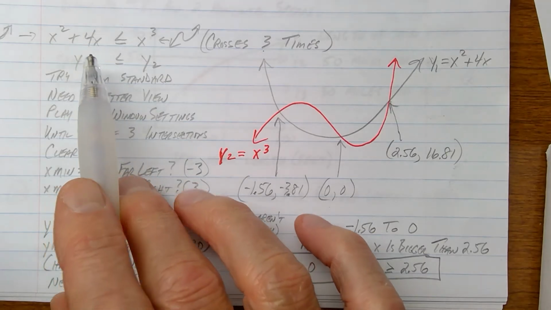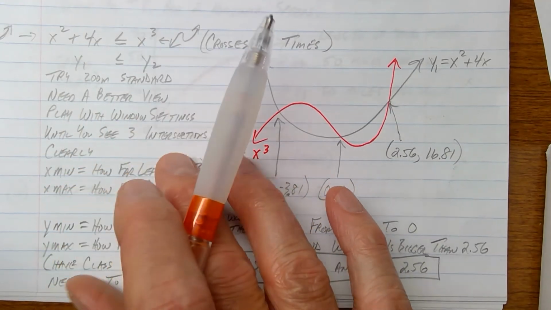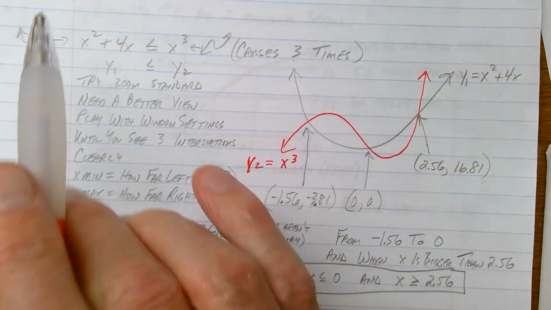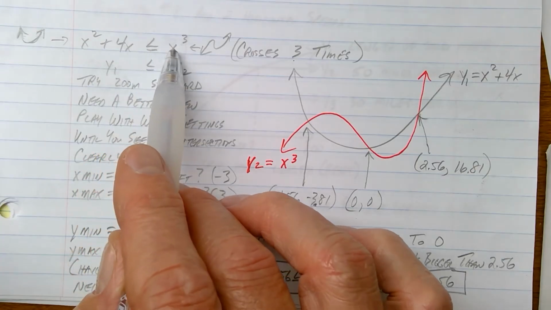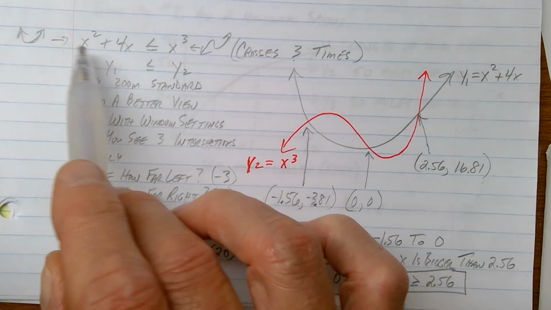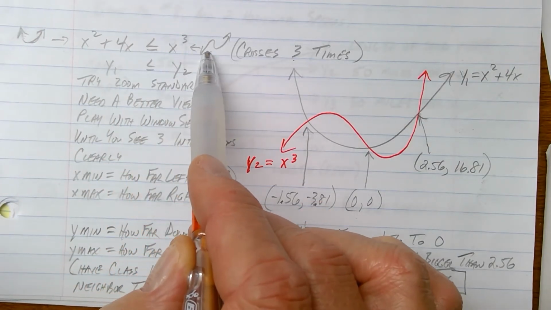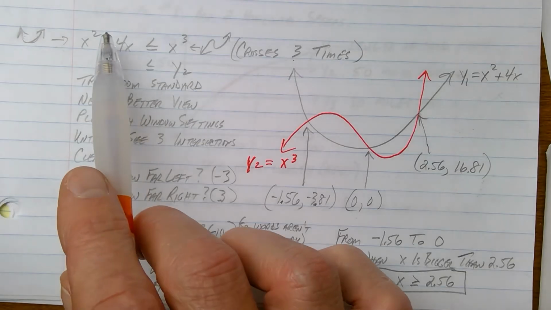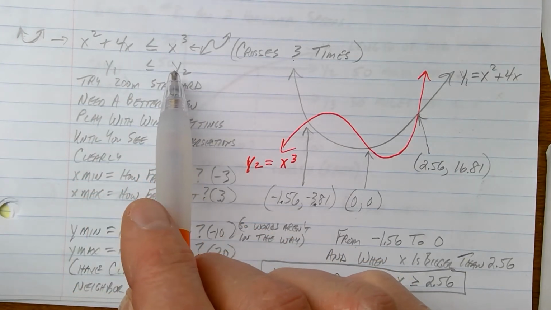All right, let's look at this problem here. x squared plus 4x is less than or equal to x cubed. Now, it's handy to remember that an x squared graph looks like a parabola, like a U shape, and an x cubed graph looks like, I call it a roller coaster. So I'm wondering when the U shape is less than or below the roller coaster shape. And I'm just going to call this expression y1, and I'm going to call this expression y2 in my calculator.